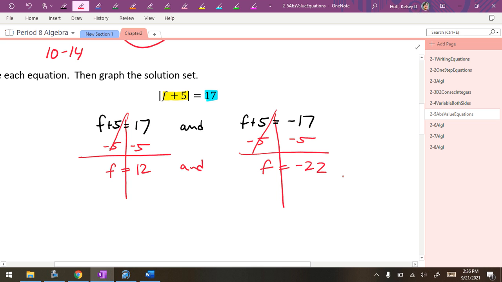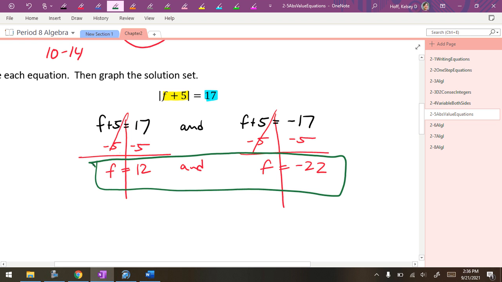Just like we talked about yesterday, you can always plug in to make sure you're correct. If f is 12, 12 plus 5 is 17. The absolute value of 17 is 17. With -22, -22 plus 5 is -17. The absolute value of -17 is 17. So your answer is both of these: f could be 12 and f could be -22. When you answer the questions, you have to have both of the answers.